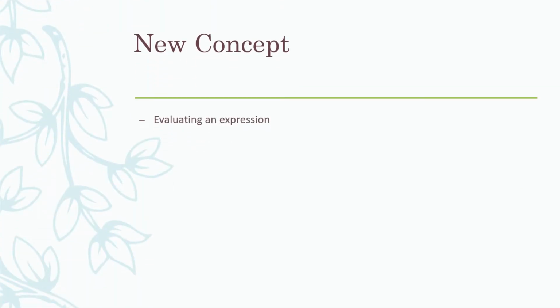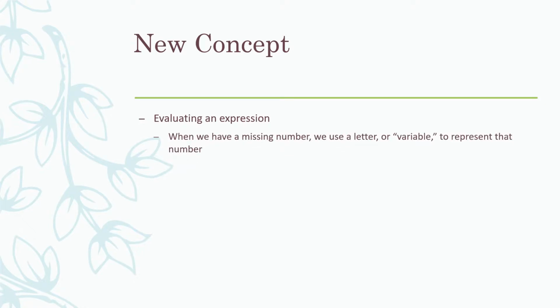So today we're talking about first evaluating an expression. When we're missing a number, so far in math we've used a letter, also called a variable, to represent that number. So for example, 4s means 4 times the missing number s. S is our variable. That's the number that can change.